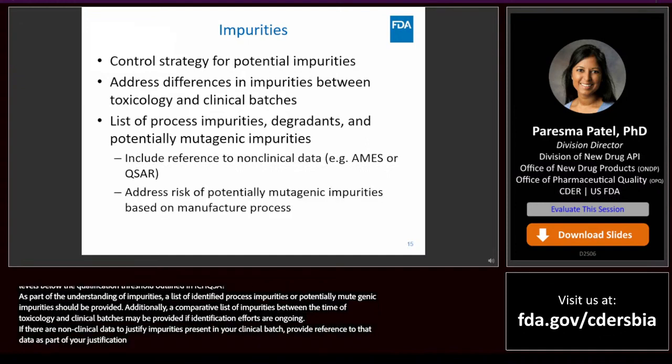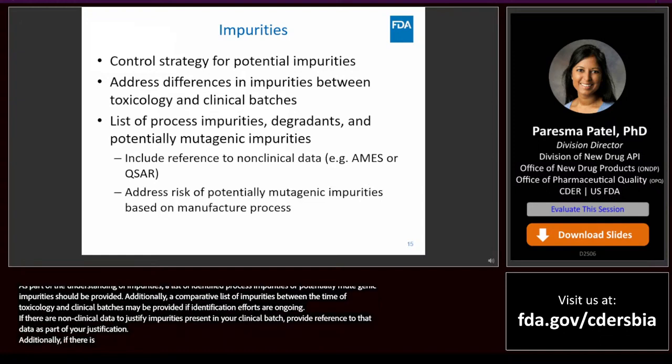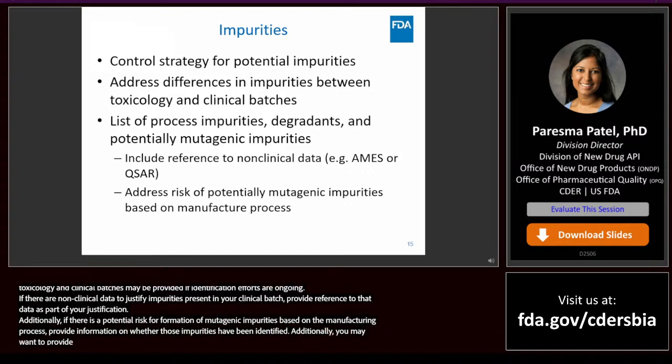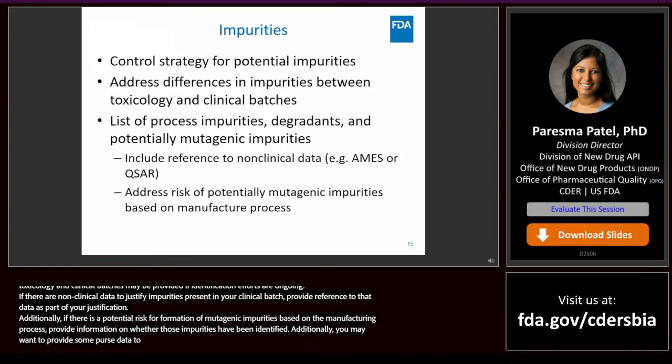Additionally, if there is a potential risk for formation of mutagenic impurities based on the manufacturing process, provide information on whether those impurities have been identified. Additionally, you may want to provide some spike fate or PERS data to justify why the risk of impurities to impact your drug substance may be low.